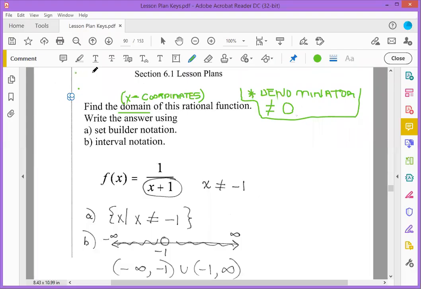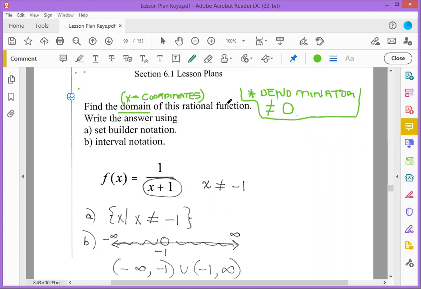All right, this video is going to cover notes from section 6.1, which deals with rational functions and equations. We'll start with number one, where we're asked to find the domain. Now, remember that domain is all of your x coordinates. So you want to know what are the possible coordinates that could be used for x.